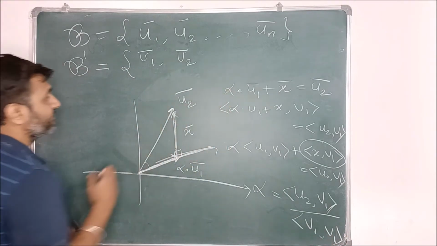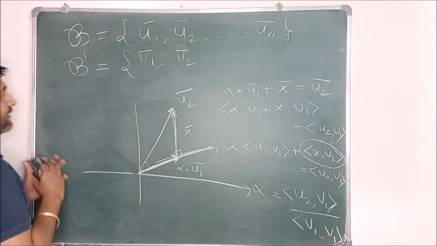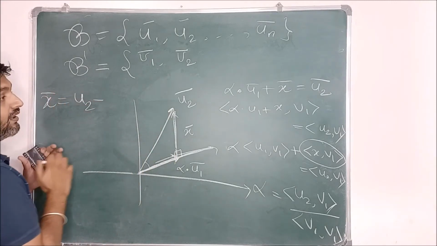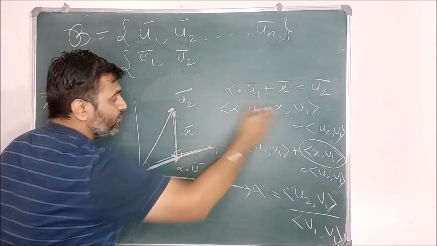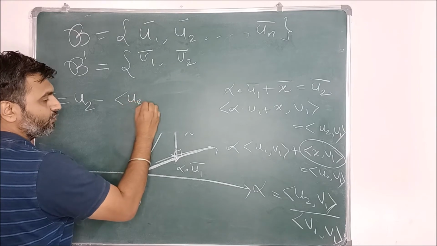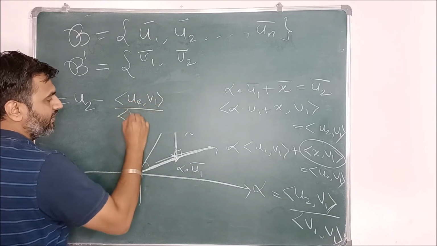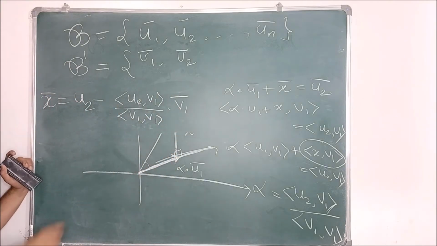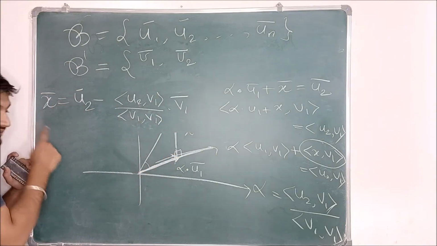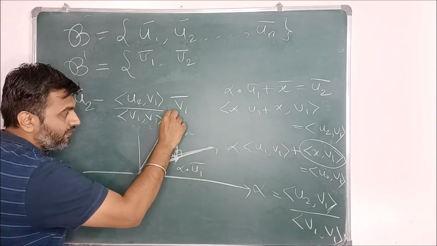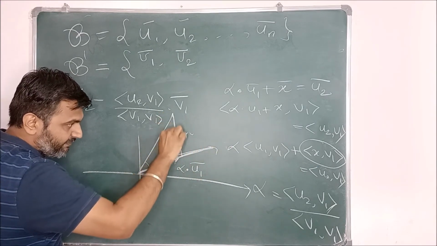Right? So what is my x bar? The perpendicular one. So my x bar is nothing but u2 minus alpha u1. And what is alpha? This. So what is alpha? It is the inner product of u2 and v1 upon v1 dot v1. And this x bar is a vector which is orthogonal to my u1. Okay, like this is the perpendicular one.